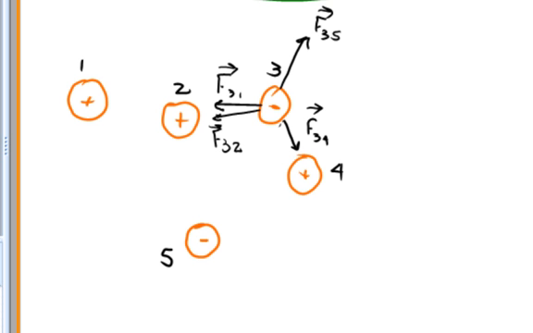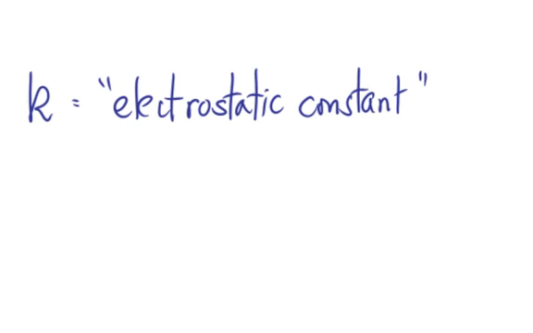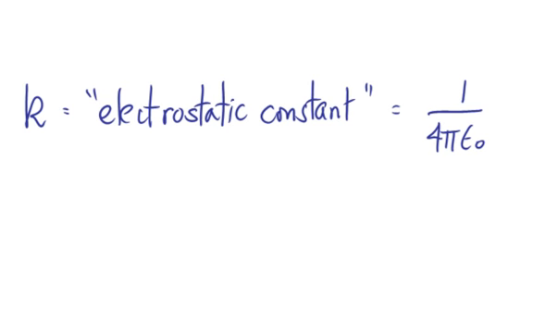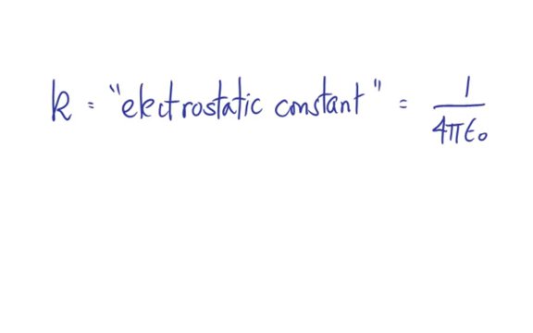Before we get to some numerical examples, I want to make some comments about this electrostatic constant, K. There's another common way that this electrostatic constant is written. It will sometimes be written as 1 over 4 pi epsilon naught. So another way you're going to see Coulomb's law written will be something like this. And the 1 over 4 pi epsilon naught means the same thing as the K, the electrostatic constant. So what is this 1 over 4 pi epsilon naught?